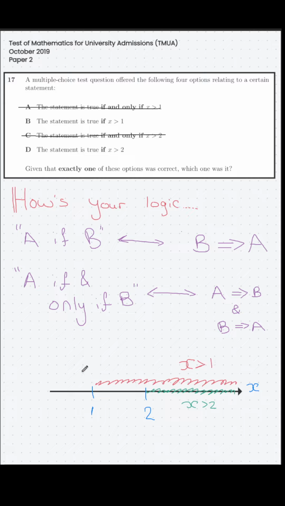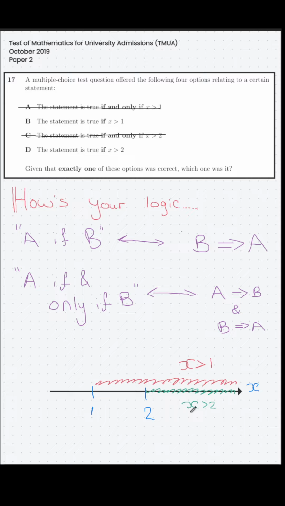Now, imagine the statement's true for all x bigger than 1. Then, since the green interval is a subset of the red interval, it must also be true for all x bigger than 2. Every number bigger than 2 is also bigger than 1. So, B implies D.